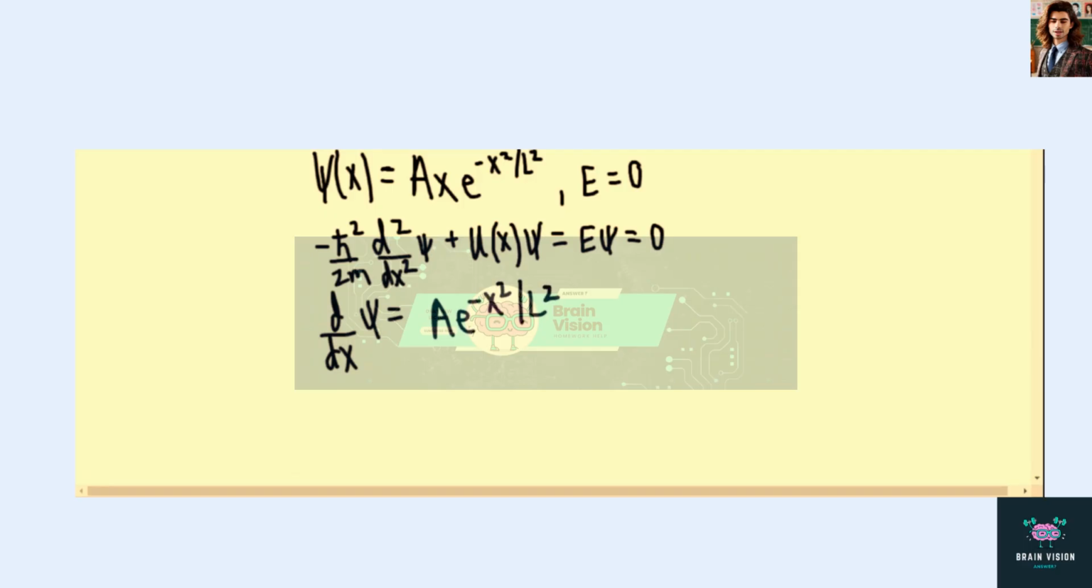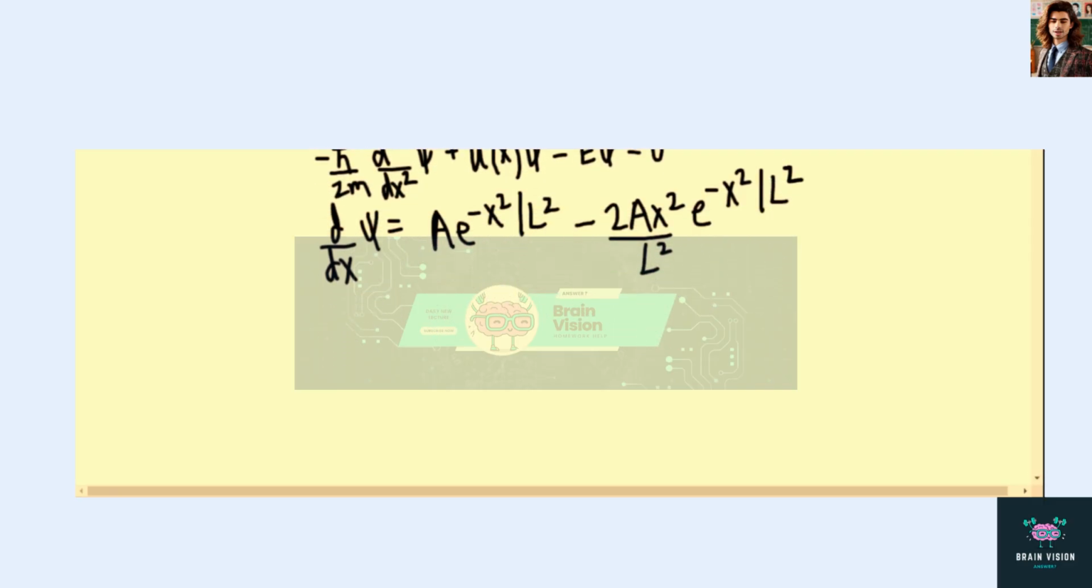And then we're going to have a second term which arises from the derivative of the exponential. And this gives us negative 2a x squared over L squared e to the minus x squared over L squared. Now we take the derivative of this, which is the second derivative, and we'll end up with three terms.